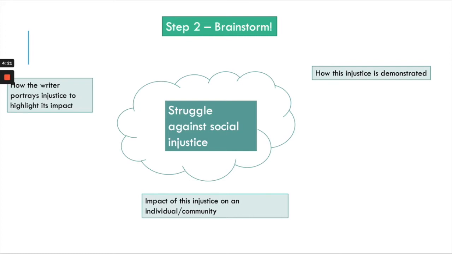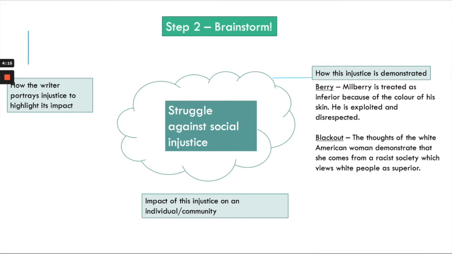Right, so I'm going to focus on each one now. We're looking at how this injustice is demonstrated. In Barry, Milbury is treated as inferior because of the color of his skin. He is exploited and disrespected. And again, if you don't remember these stories, you can read them over, or you can actually check YouTube. There are recordings of the stories right here.